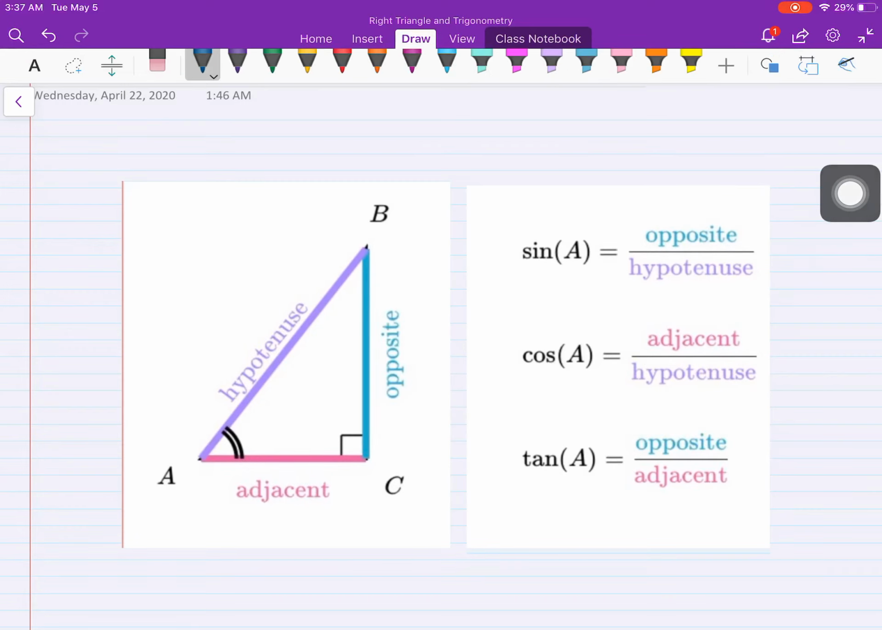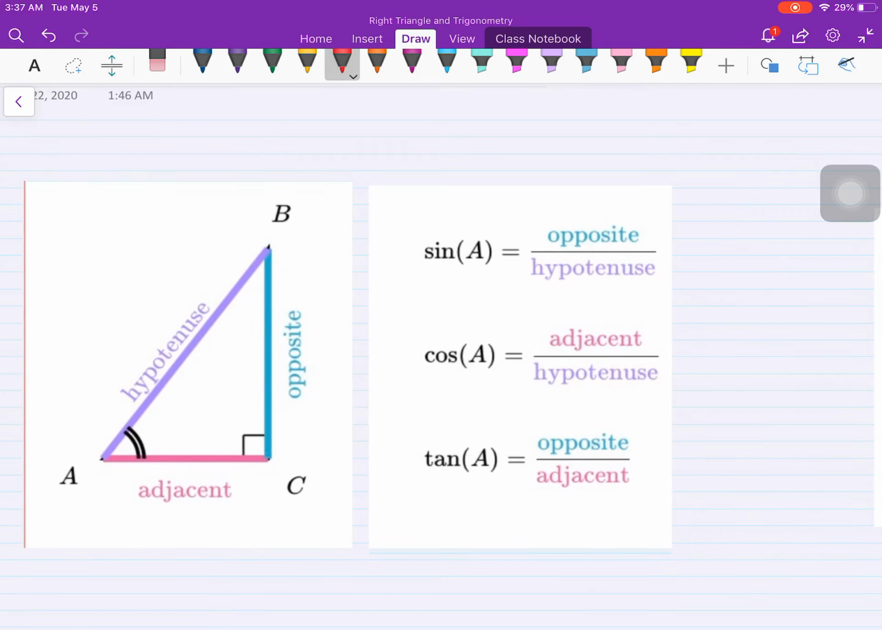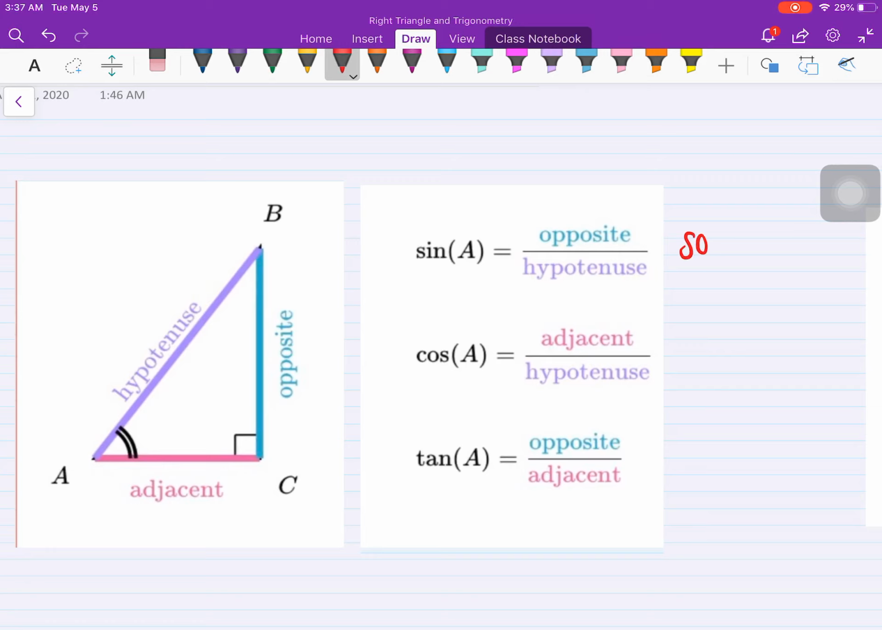And I do want to recall the acronym we had learned, which is SOHCAHTOA. This part represents SO, this represents CA, and this represents TOA. This is telling us that if it's SO, it's sine, which equals opposite over hypotenuse. If it's CA, cosine equals adjacent over hypotenuse. And if it's TOA, tangent equals opposite over adjacent.